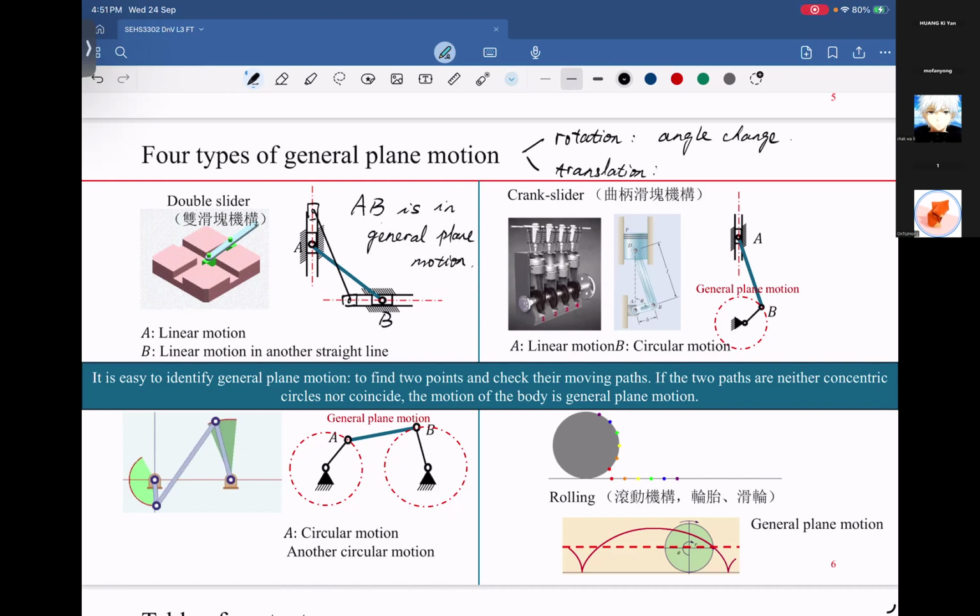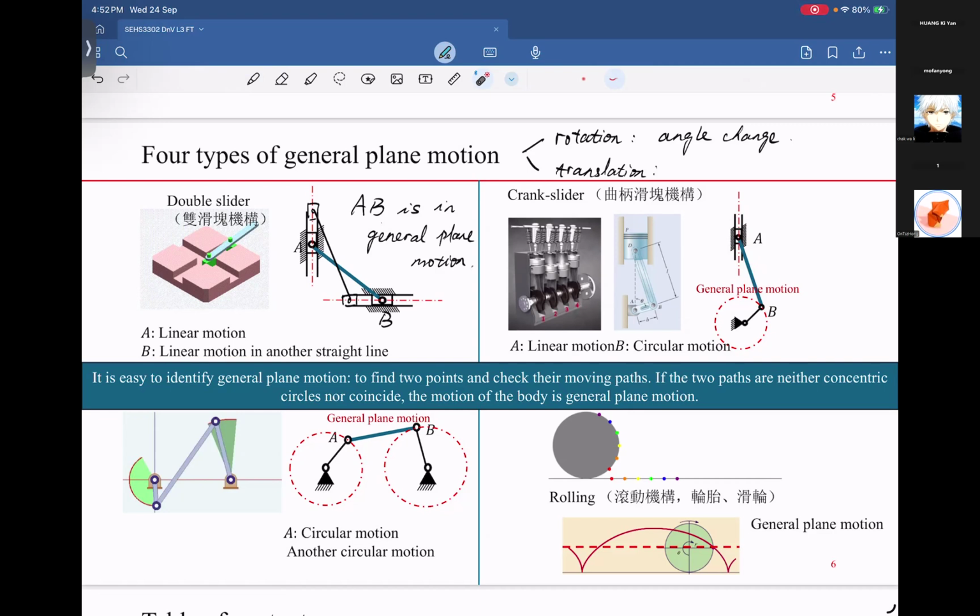Another one is a crank slider. For a crank slider, we can see the link AB here is also in a general plane motion, because point A moves up and down, and point B is in a circular motion. Link AB has an angle change, also a position change. So it is subject to a general plane motion.